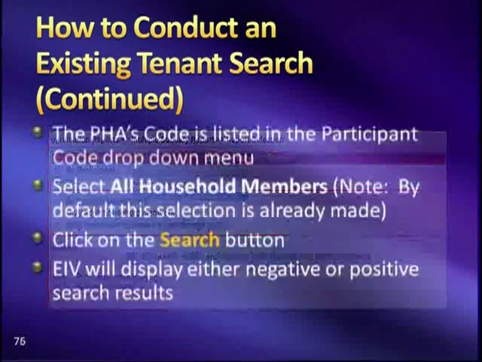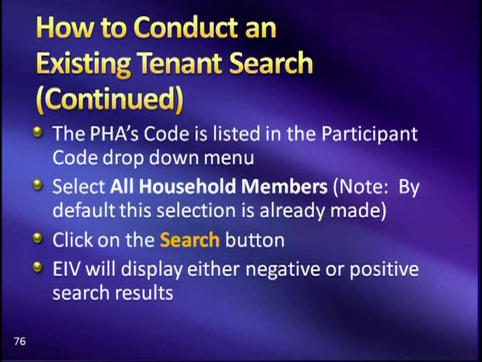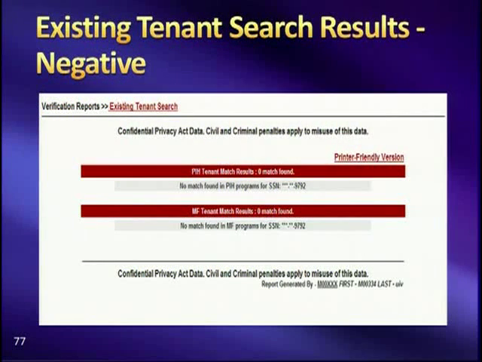Click on the search button and then the system will display your negative or positive results. This is what we want to see for your applicants, which is your negative tenant search results. Notice here, again, no match found in PIH, no match found in multifamily housing. The last 4 digits of the Social Security number are displayed. And again, with negative search results, you're not required to maintain these in the file, but if it makes life easier for you, do it. We just need to see documentation in the applicant file that you've done the screening.